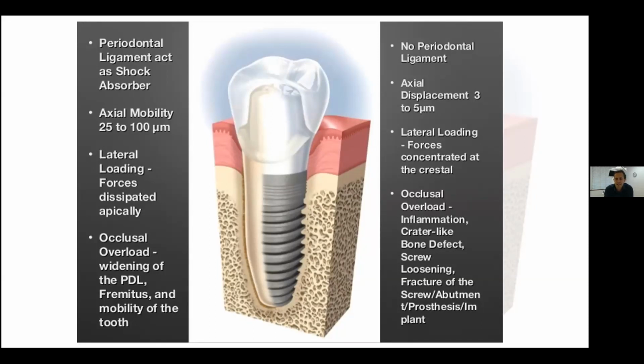So we can see that the tooth has mechanisms to cope far better with occlusal overload than an implant. And with teeth, if we remove that occlusal overload early enough, the damage is reversible. With implants, this is not the case.